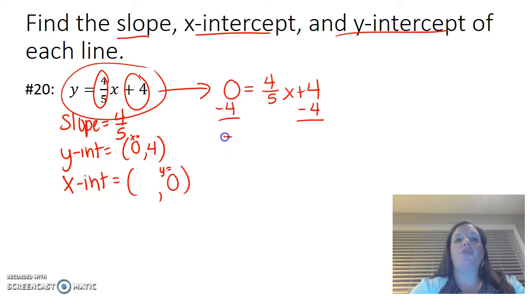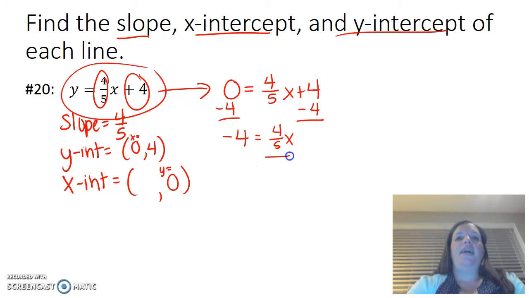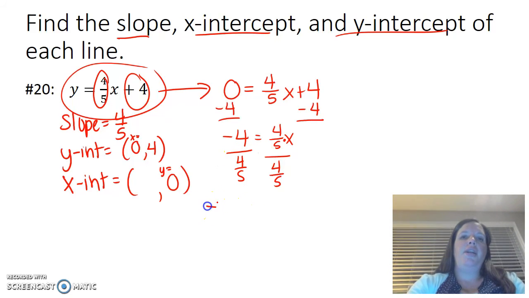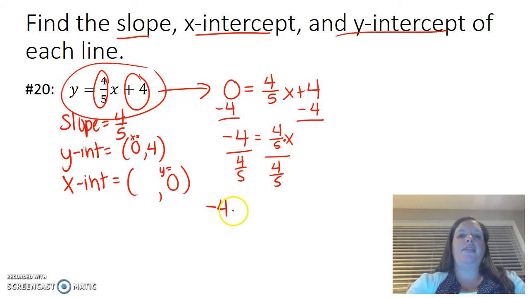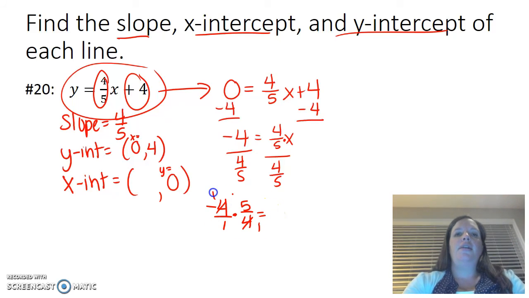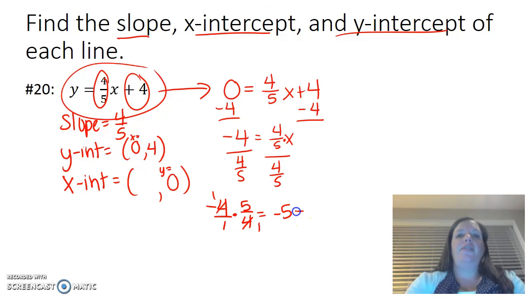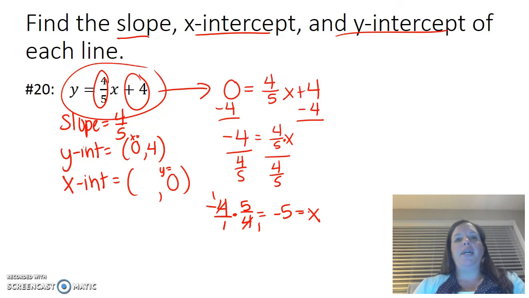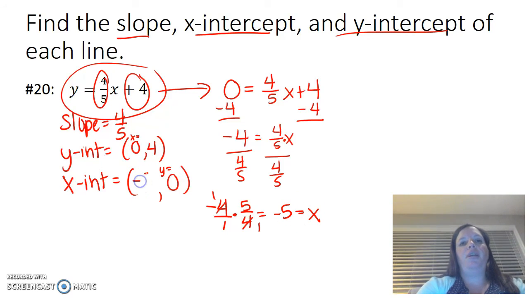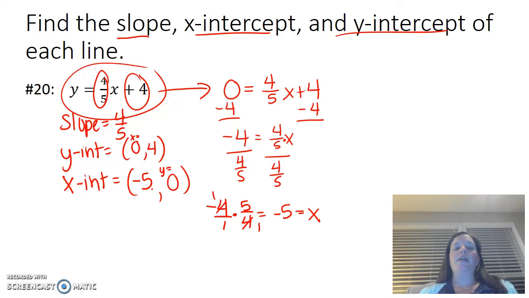So I need to subtract 4. And then get rid of this 4/5, which is multiplying x. Divide by 4/5. So negative 4 divided by 4/5 is negative 4 times, keep it, change it, flip it, times the reciprocal. So this would be negative 5, which is my x value. So that would be my x-intercept.